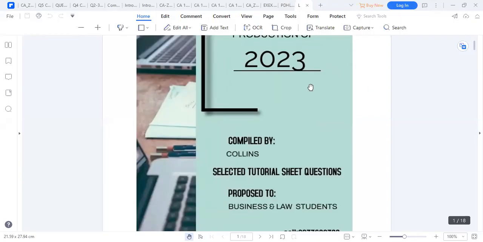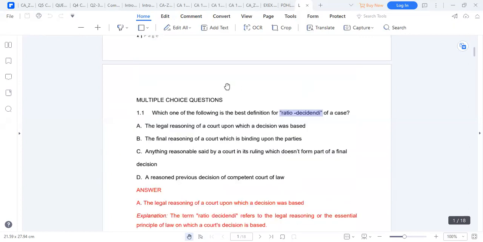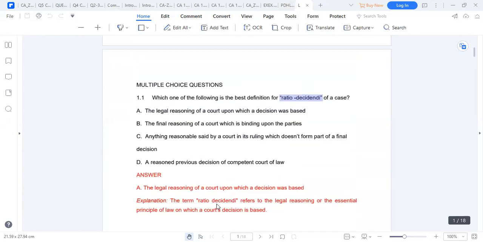Welcome to a session in corporate law. So we're going to look at multiple choice questions. Question number 1, which one of the following is the best definition of ratio decidendi of a case? So there are a lot of terminologies when you get to law that you need to understand.